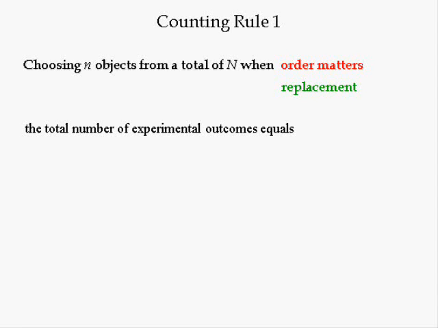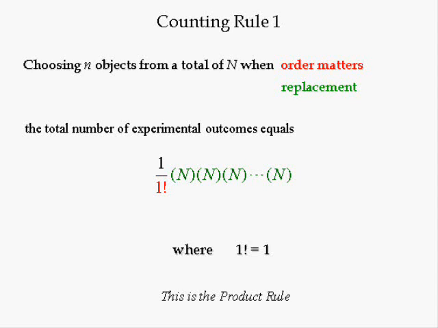The total number of experimental outcomes equals N times N times N, and so on, times N. The number of times N is multiplied by itself is little n. This expression is mathematically equivalent to this expression. The red 1 next to a red exclamation point is called 1 factorial. 1 divided by 1 factorial equals 1, because 1 factorial is equal to 1. Even though 1 divided by 1 factorial is equal to 1, I include it here to explicitly model the concept of order matters. N times N times N, and so on, times N mathematically models the concept of replacement. 1 factorial mathematically models the concept of order matters.